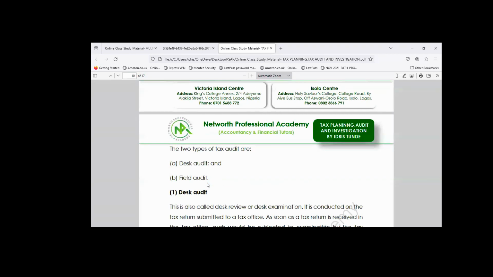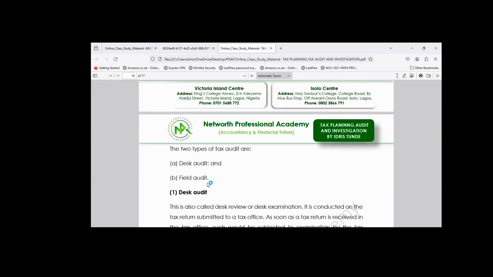Desk audit simply means a tax audit that is carried out in the office of the tax official. In this desk audit, the tax authority is not going to the premises of the taxpayer. They do the tax audit in their own office. Our annual return, company annual return, private company income tax annual return is through desk audit. When you submit your annual return, the tax authority has to review it.